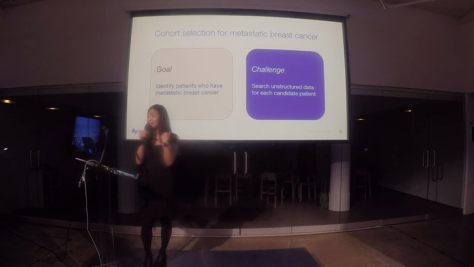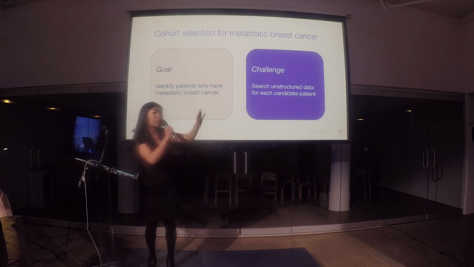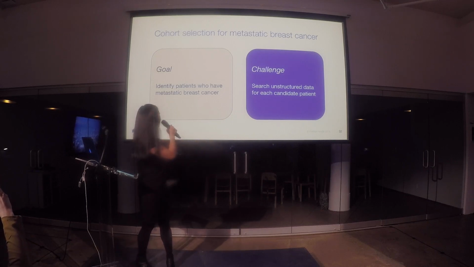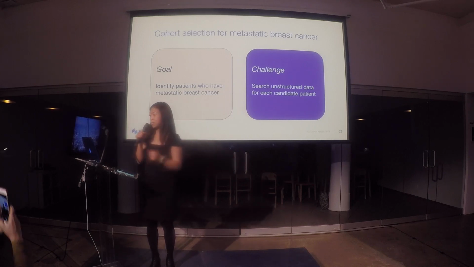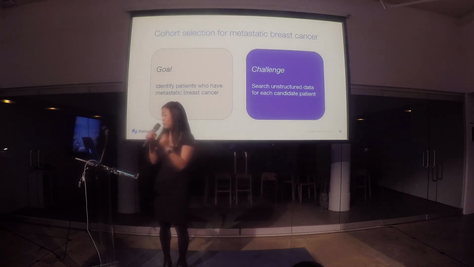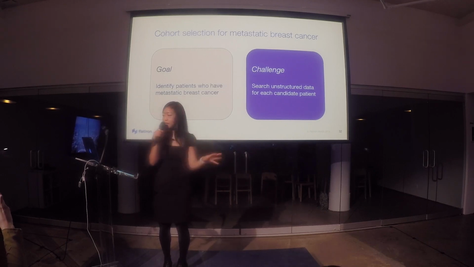So the example I'd like to dive more deeply into is specifically cohort selection for metastatic breast cancer. Our goal here is, of our broad patient population, we want to find all patients who have metastatic breast cancer. We want to organize that cohort so we can do research on that population. To define the terms a little bit more clearly, metastatic refers to when cancer has spread across the body. So it's typically late-stage disease. There's also early breast cancer, which is not the same.